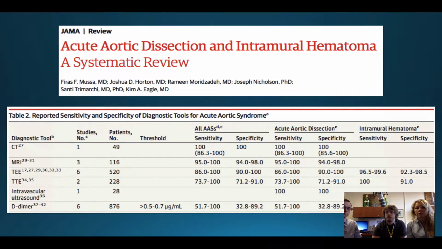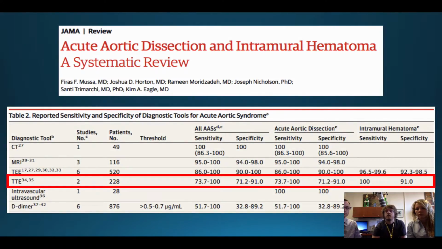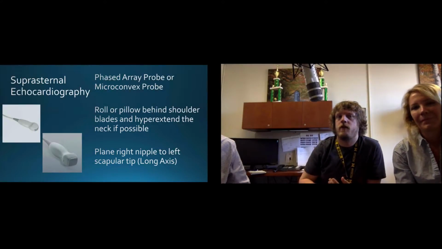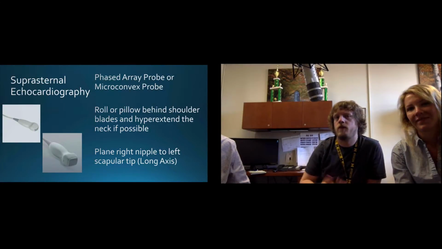Now, for ultrasound, TEE, transesophageal echo, is really the way to go. However, for transthoracic echo, you can see the numbers here. They're not great, 73 to 100% sensitivity versus 71 to 91% specificity. And this is just from two articles in the mid-90s, so they haven't really been reviewed any further recently. Right now we're going to focus on evaluating the thoracic aorta with transthoracic echo in particular.